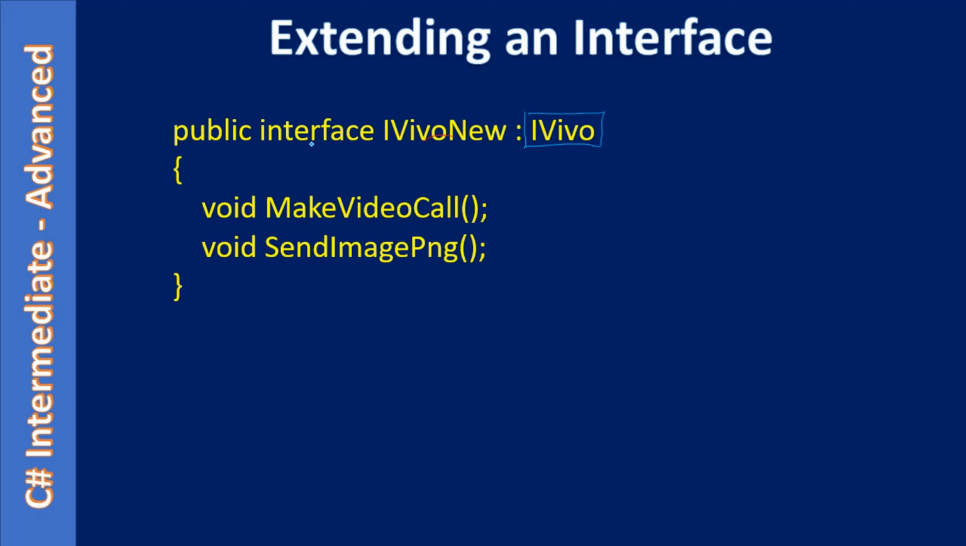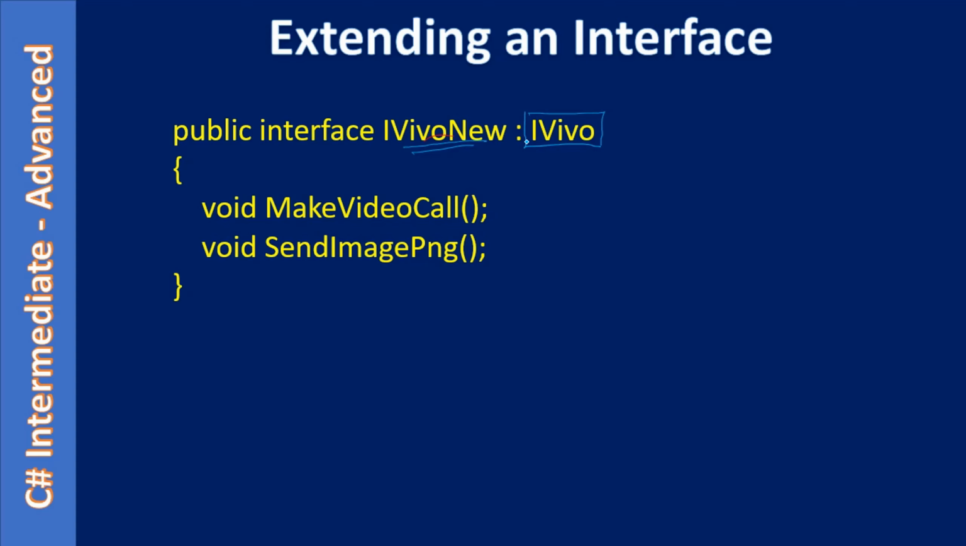Now we are creating a new interface. The interface name is IVivoNew, and this interface is extending from the existing interface IVivo. So this new interface, that means IVivoNew, supports two more functionalities for the phone. One is making a video call and another one is sending image PNG.